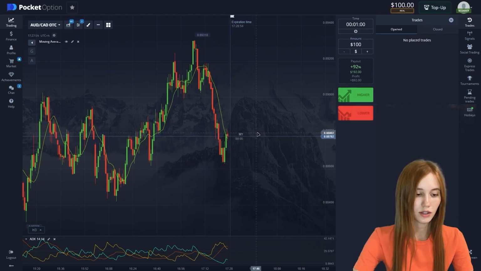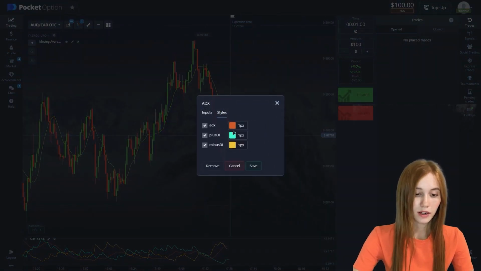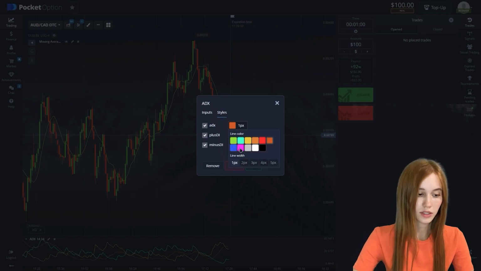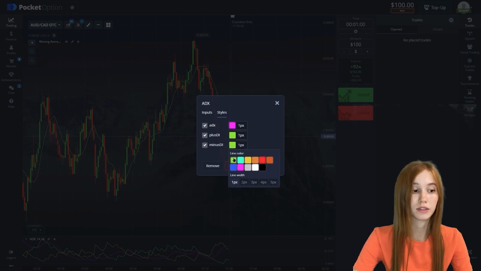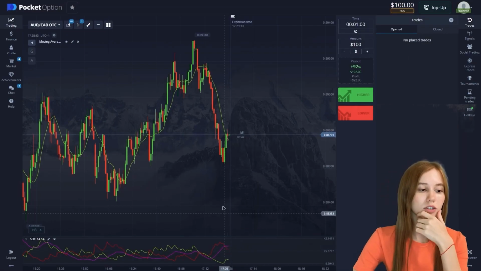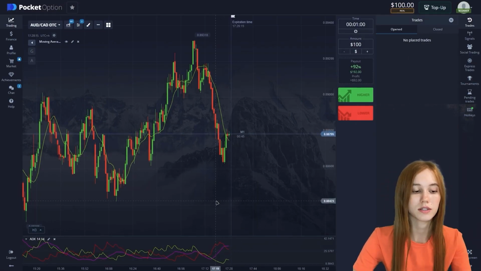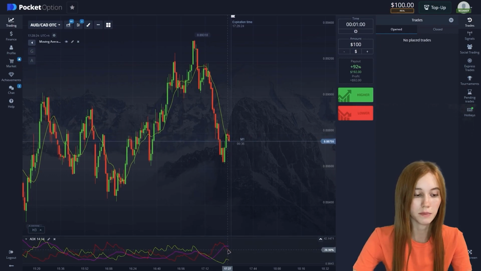The second indicator is ADX. Let's change the ADX setup a bit. Let's make the line purple. Let's make plus DI green, minus DI red. This way it will be more beautiful and clear. Let me tell you about it. The ADX indicator shows the average distance between two components, plus DI and minus DI, that's between the green and red lines for a certain period of time.